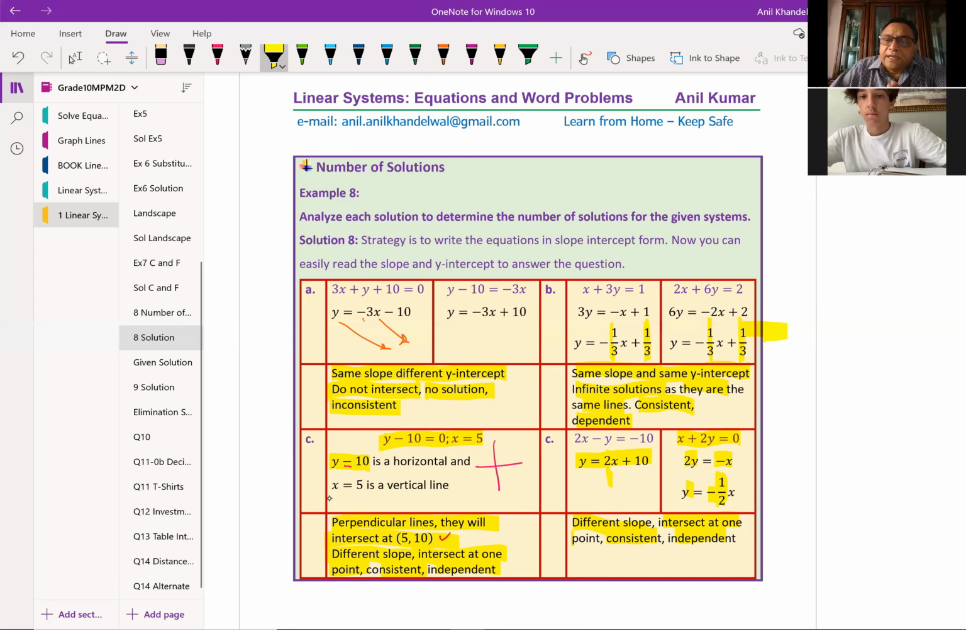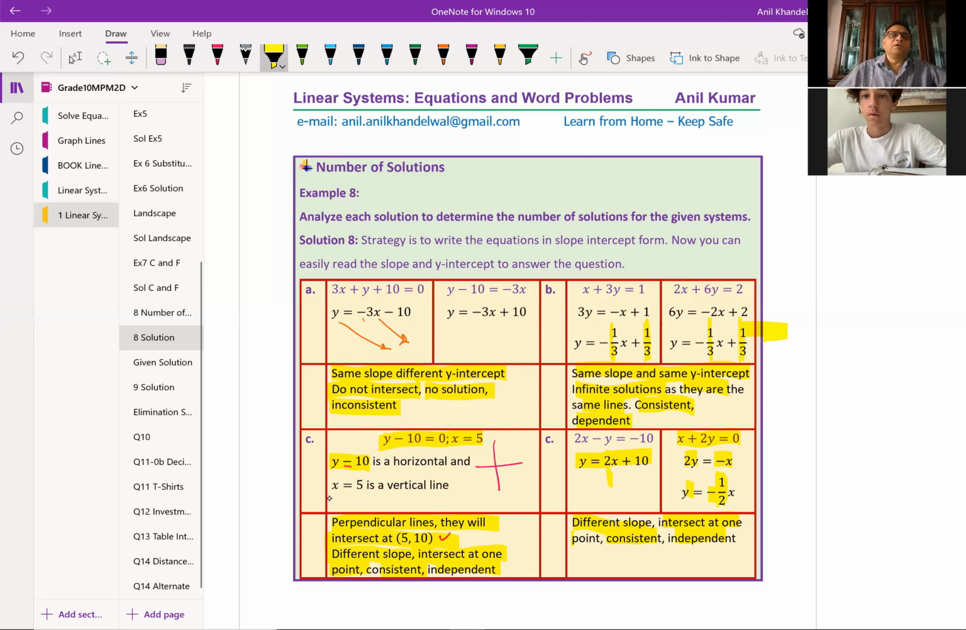So when I say that the slope is the same, it doesn't necessarily mean they are parallel. They could overlap. Do you understand? So you have to check the y-intercept. If the y-intercept is different, they are parallel, then inconsistent. If the y-intercept is the same, they are exactly the same, consistent, dependent on one another. Is that part clear to you?